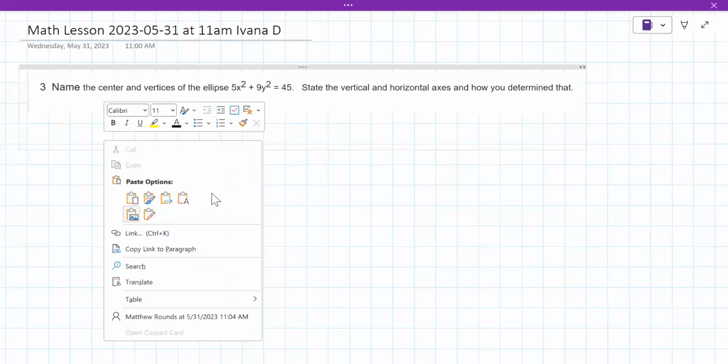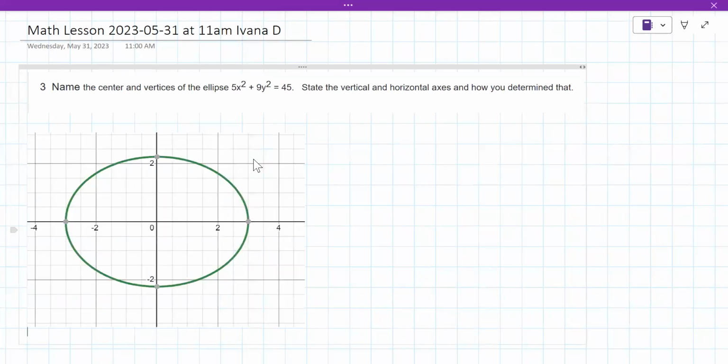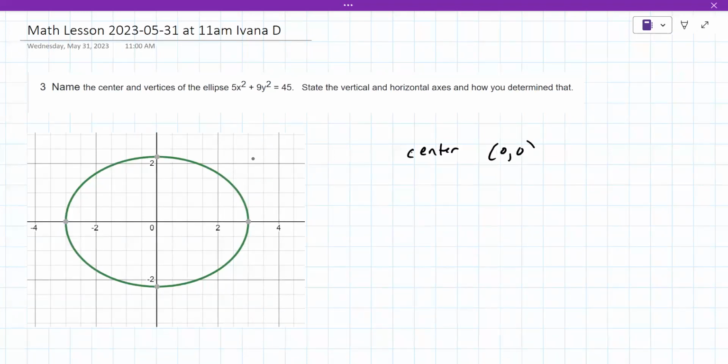Okay, so here it is. Here's the picture, and the center is at the origin. The center is 0, 0. There are 4 vertices: top, bottom, left, and right.